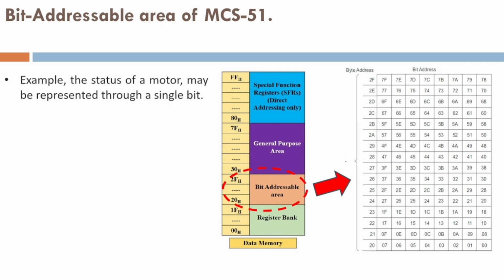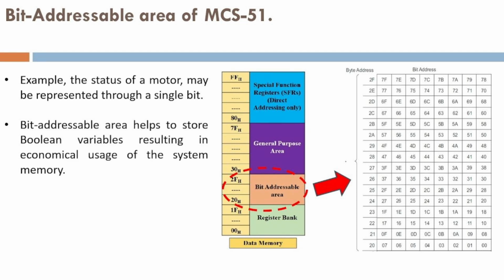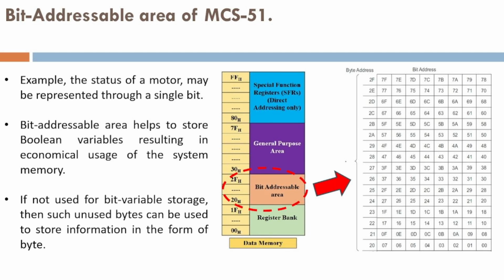For example, the status of a motor may be represented through a single bit. The bit addressable area helps to store Boolean variables, resulting in economical usage of the system memory. If not used for bit variable storage, the unused bytes can be used to store information in the form of bytes.